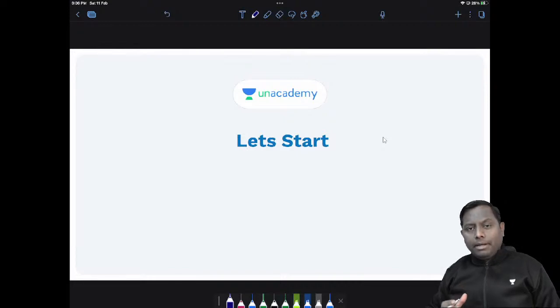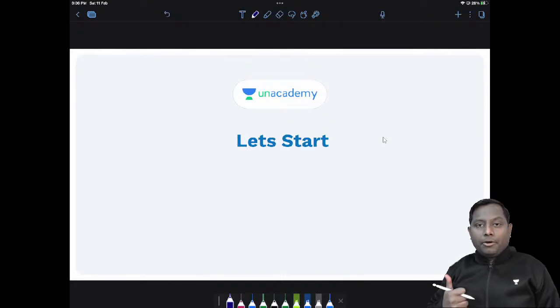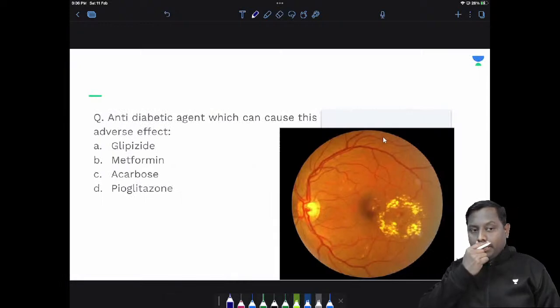As I said, in pharma we don't have many images, but important ADRs, teratogenic effects, and graphs are the common areas from where questions are very frequently asked. Let us see the very first question. An anti-diabetic agent that can cause the shown condition.